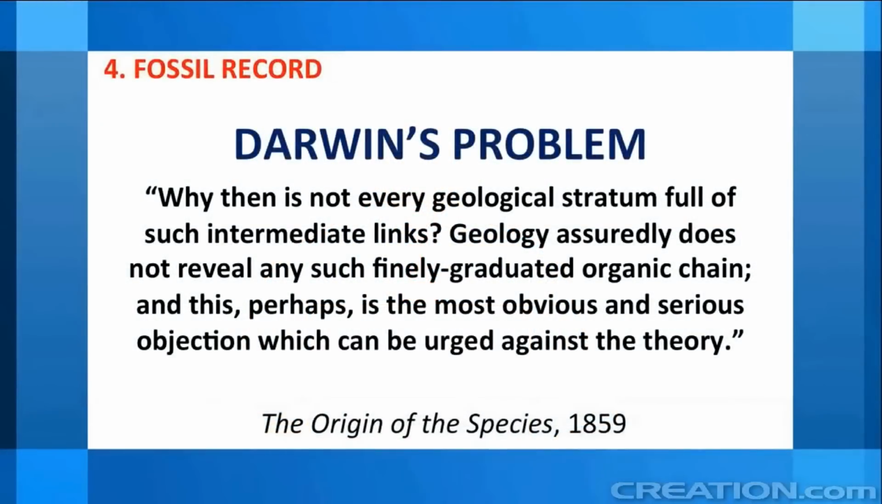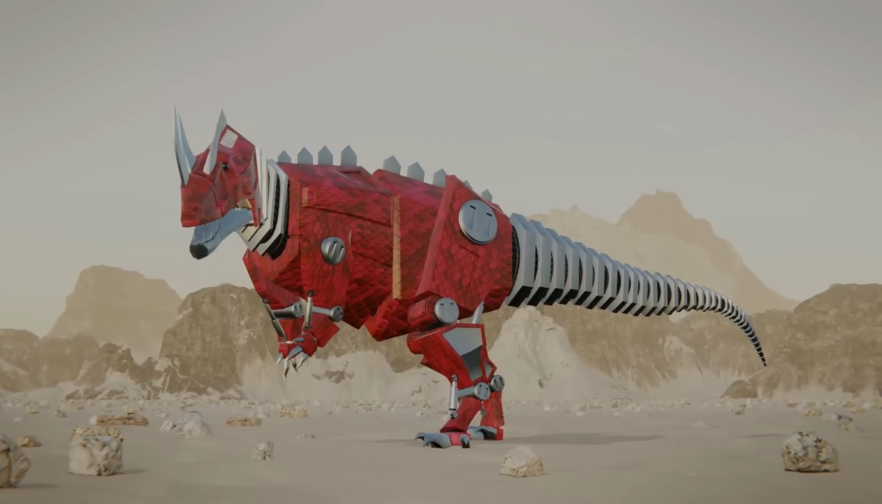And so the fossil record should show that. So he asks, why then is not every geological stratum full of such intermediate links? Geology assuredly does not reveal any such finely graduated organic chain, and this perhaps is the most obvious and serious objection which can be urged against my theory. That's what he's saying. This is from paragraph 1 of chapter 9 of the first edition.